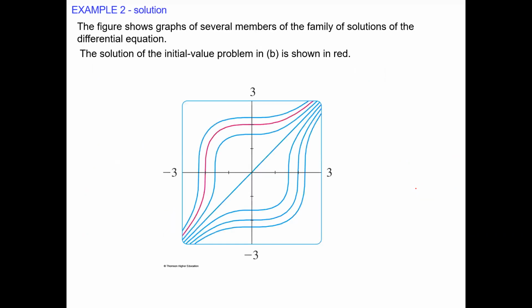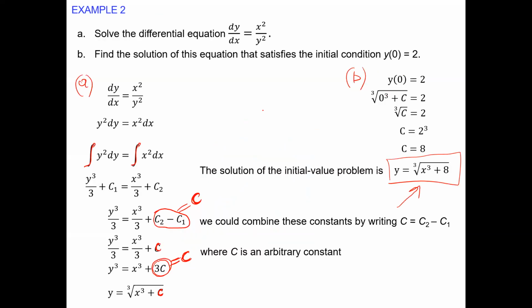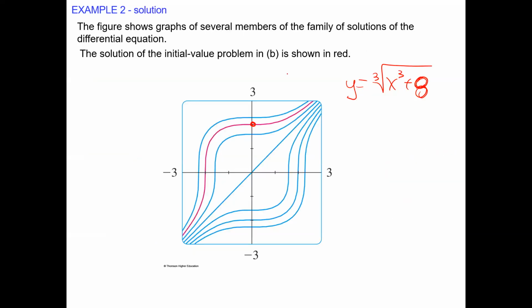And I do have the graph. Again, this is the function cube root of x cubed plus the constant, all of the blue ones. But if this is 8, that's our, actually that's 8, right? Oh, no, that wasn't 8. That was actually y at 0 was 2. That's 2.